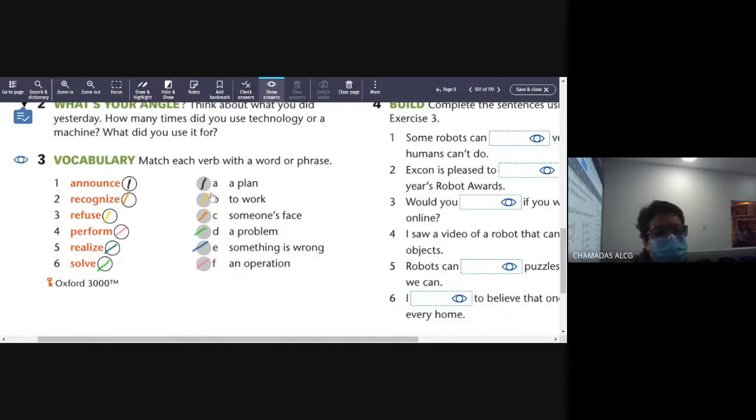So here, the matching could be like this. You can announce a plan. You can recognize someone's face, okay? You can do the matching there. You can refuse to work. Yes, machines can refuse to work as well. Perform an operation. Yes, they can do it. Realize something is wrong. Yes, if something is wrong, they can signal it. And solve a problem.